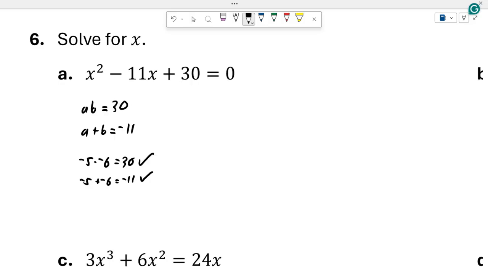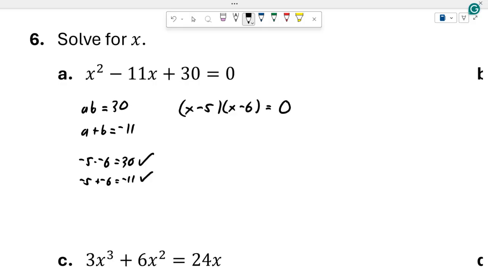What we're going to do now is rewrite our equation in factored form. When the coefficient on the leading term is a 1, this is just going to be x and x, just like that. And then the two numbers that we found, the negative 5 and the negative 6, go here, just like that. So now we have successfully factored the left-hand side of this equation.